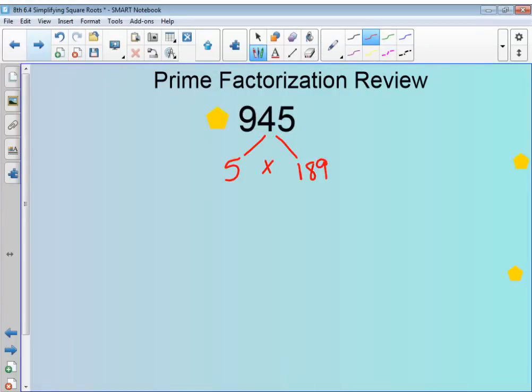Okay, so I have 189 there. Now, can 5 be broken down any further? No. I can only do 5 times 1 to do that. Okay, so for 189, if I want to break that down, I know it looks like a weird number.